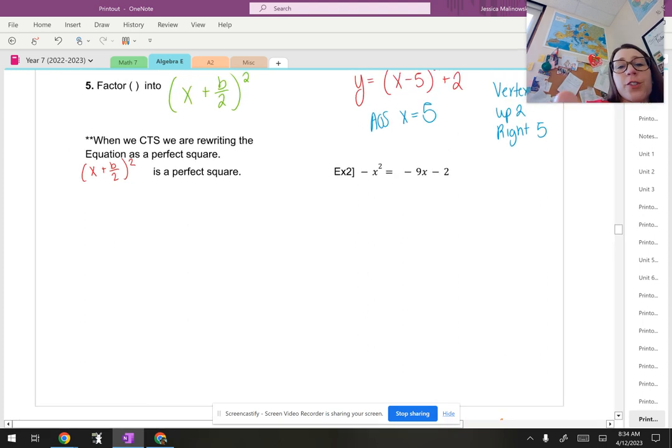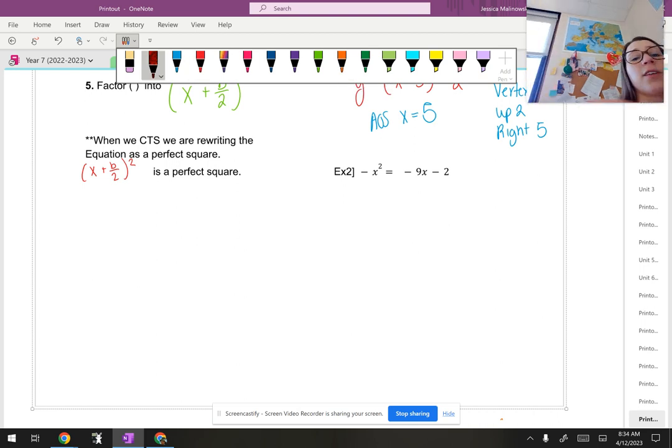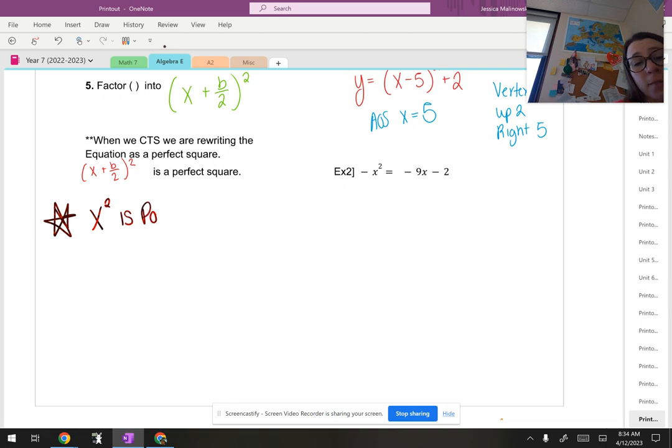Okay, first and foremost, you might be noticing that this equation is a little different because it does not have a y and it has some pieces on the other side. When you are doing this, it is absolutely essential that x squared is positive. Actually, x squared must be positive.